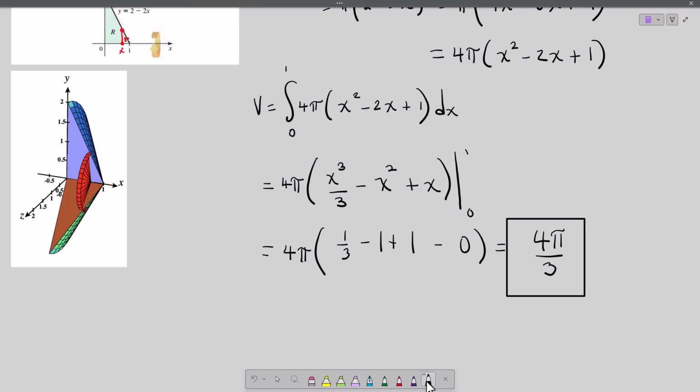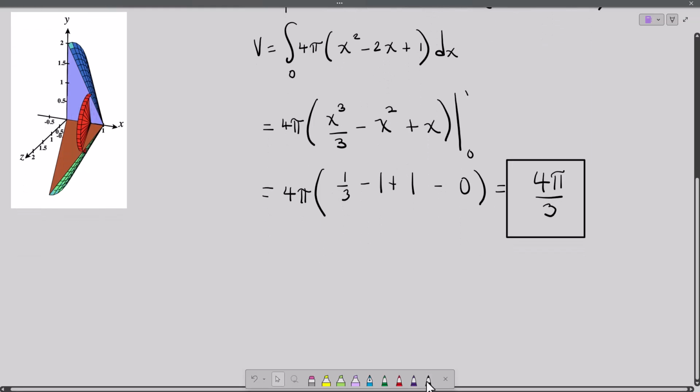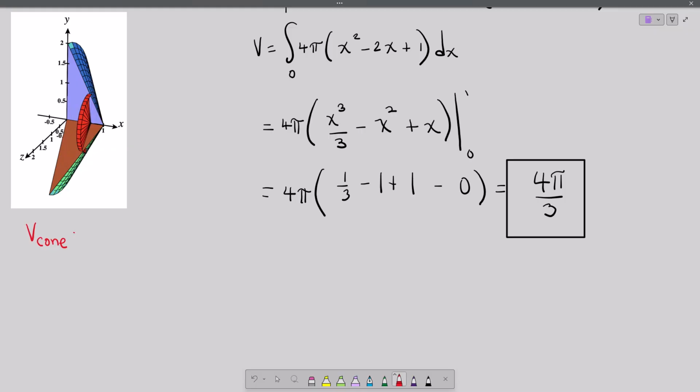That make sense? Now this is a geometric object that some of us probably know the volume formula for, because it's forming a cone. Do we know the volume of a cone? So if we have a cone like this, anyone know what the volume of a cone is? 1/3 pi r squared h, I believe.